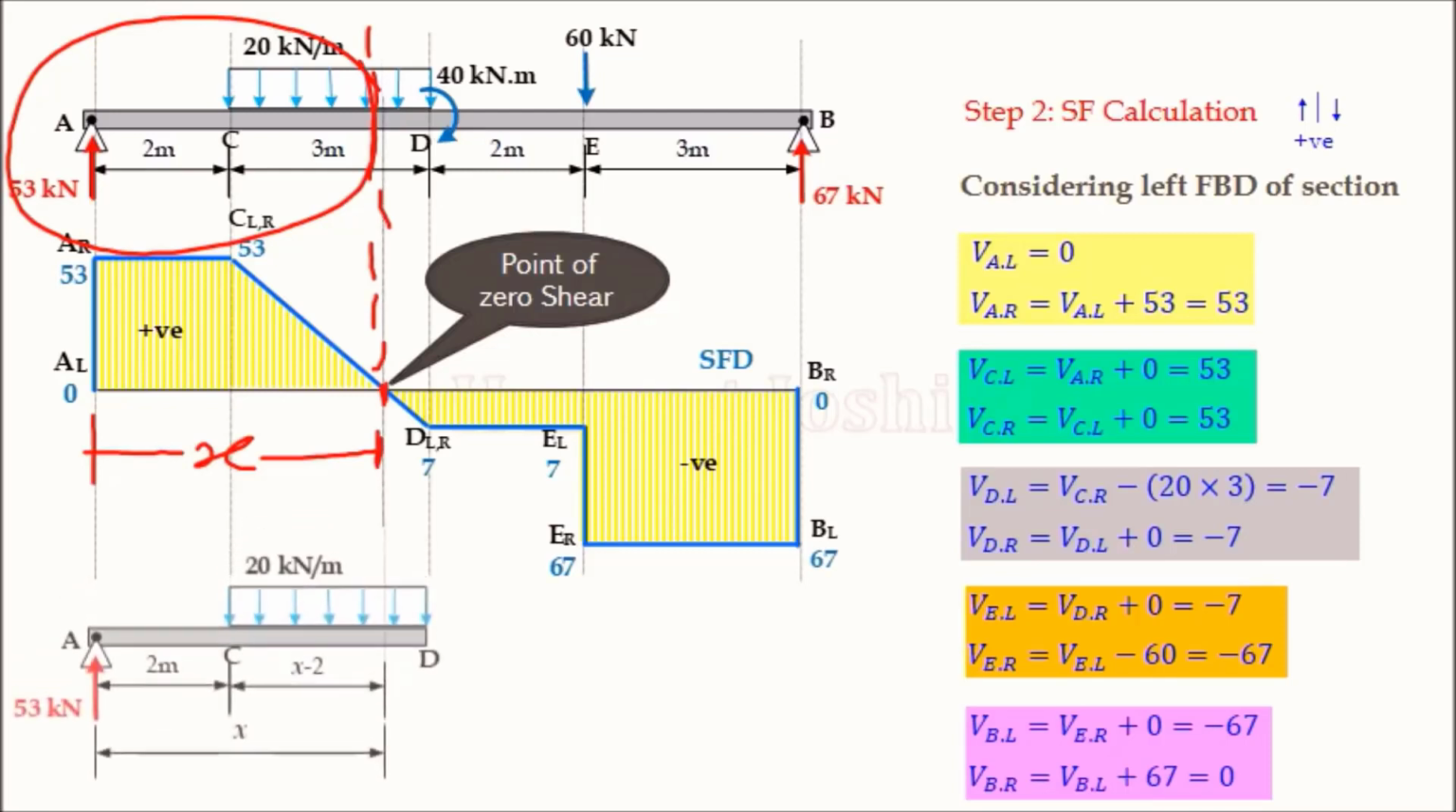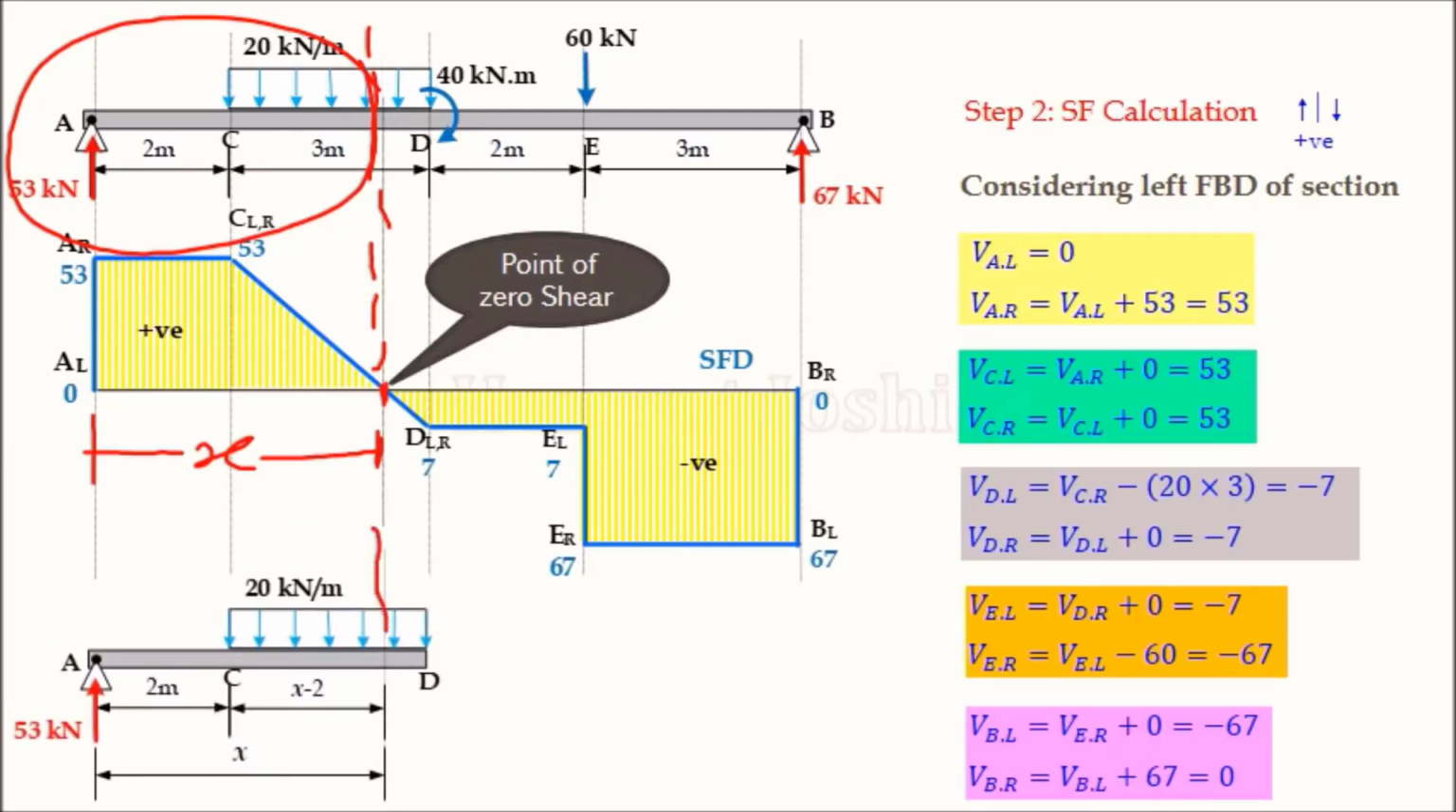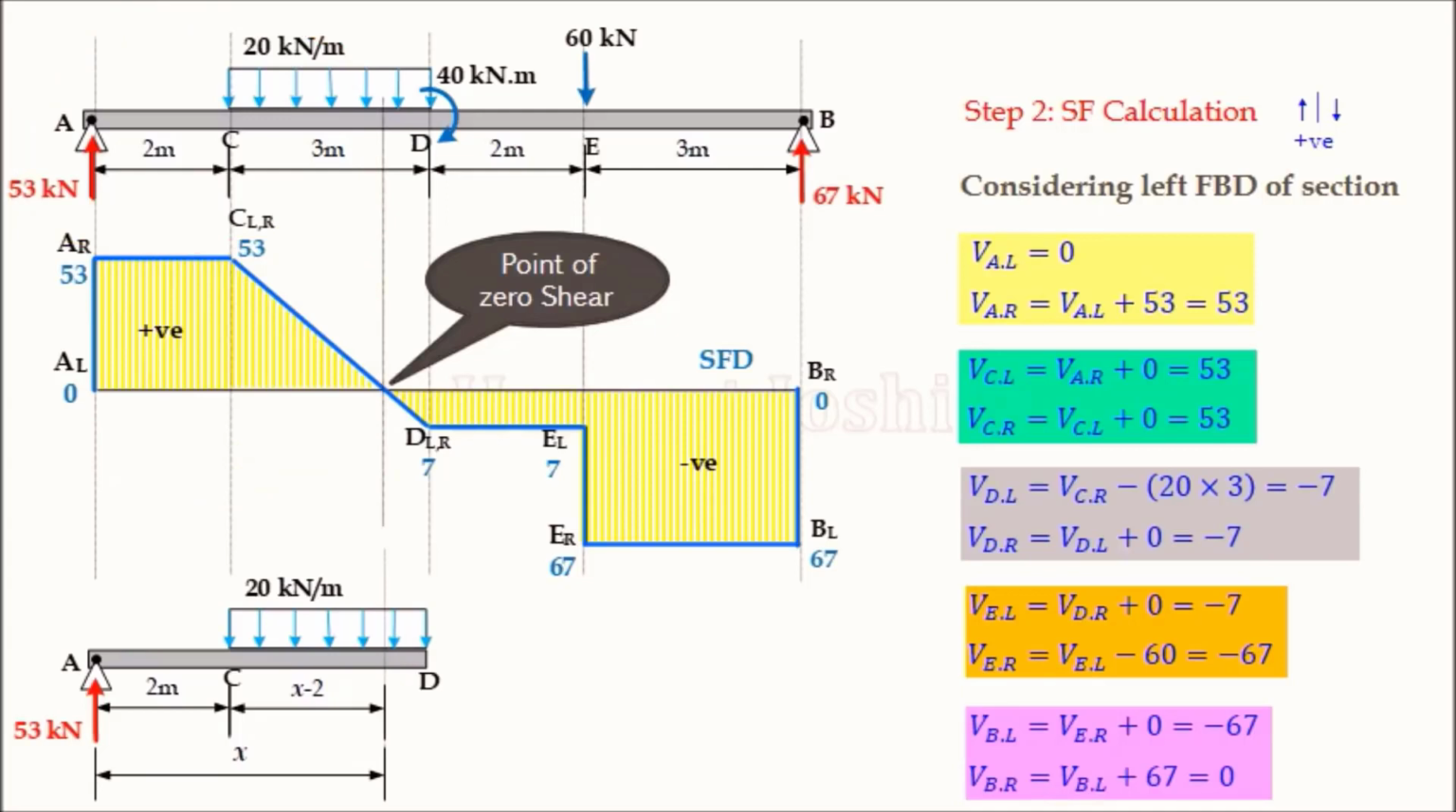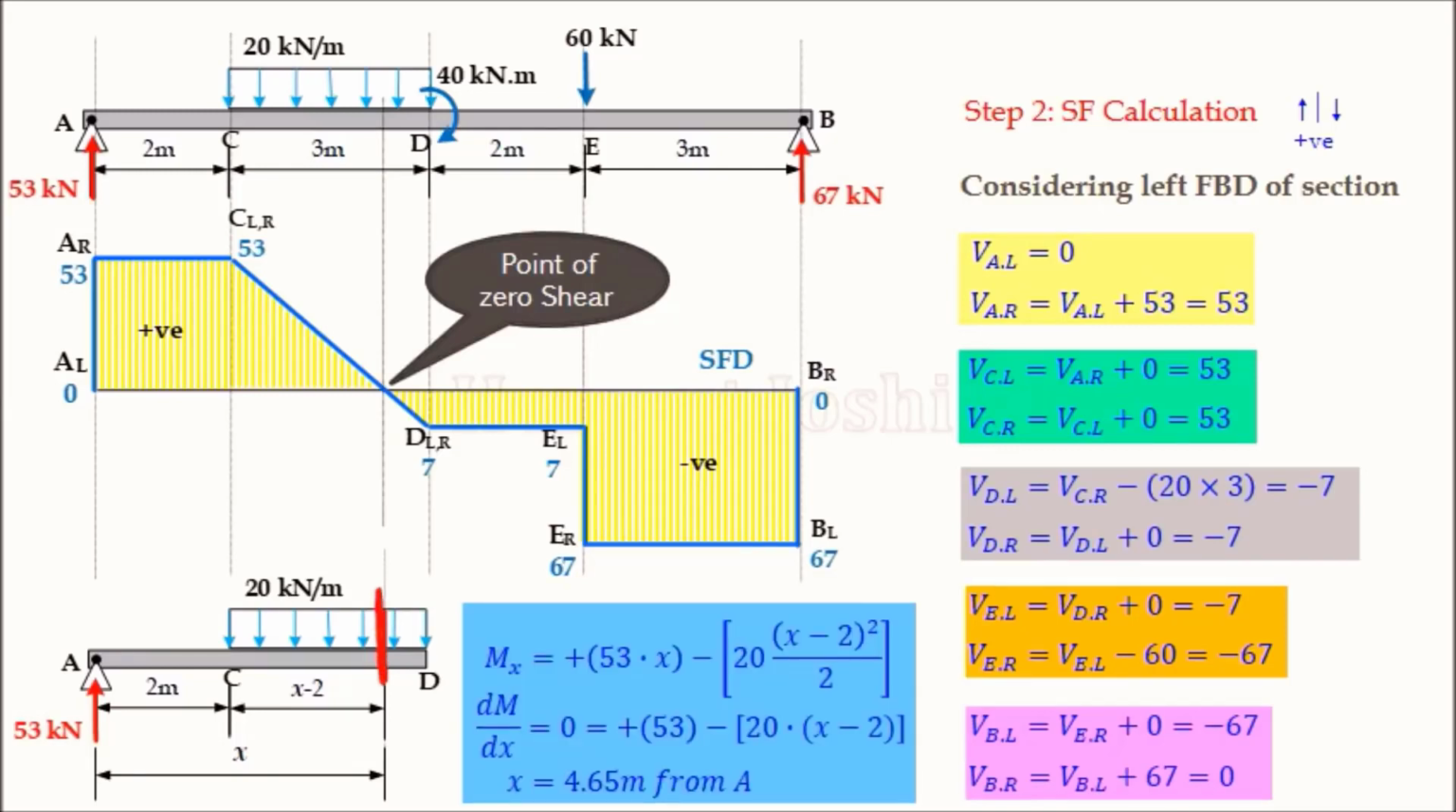Left side FBD is plotted. So this is our section line, and the left side FBD, because we have taken x from left. Now we are interested to write the bending moment equation for this particular section line. So let us write that bending moment equation for this section. 53 into x. It is going like this. And as I said, for bending moment equation, we know that sagging is positive.